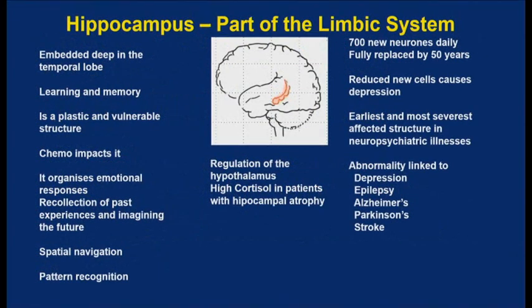The main part where this all occurs is this area in the limbic system called the hippocampus. The hippocampus, as Joe's been going through, is very much in the temporal lobes. It's embedded deep in there. It's responsible for learning and memory. It's a plastic and vulnerable structure. It's impacted by chemotherapy very much. It organizes emotional responses. It involves recollection of past experiences and imagining the future.